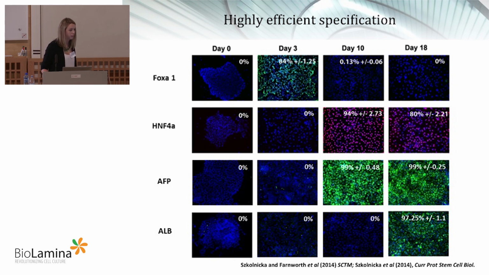This was highly efficient, with approximately 84% of cells expressing FOXA1, 94% expressing HNF4 alpha, high expression of AFP, and then finally the more mature albumin expression, we're seeing 97%.